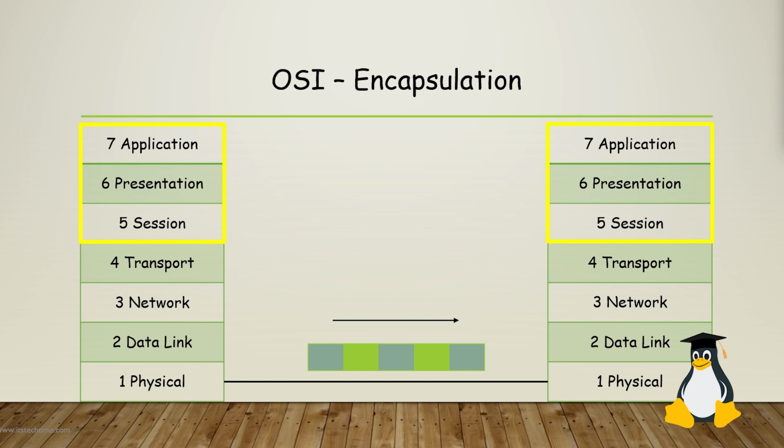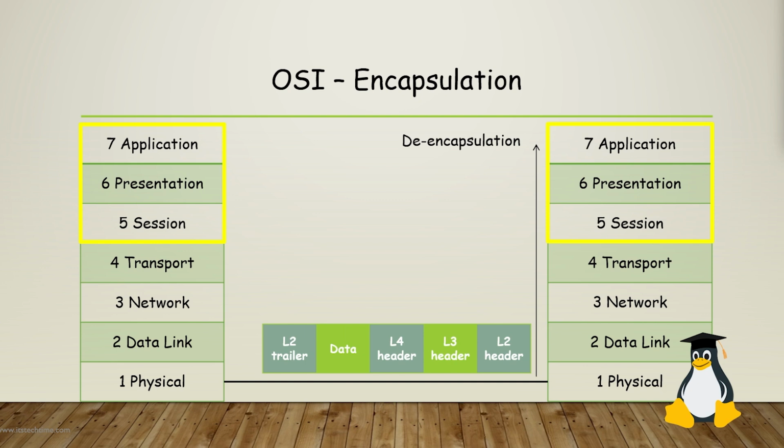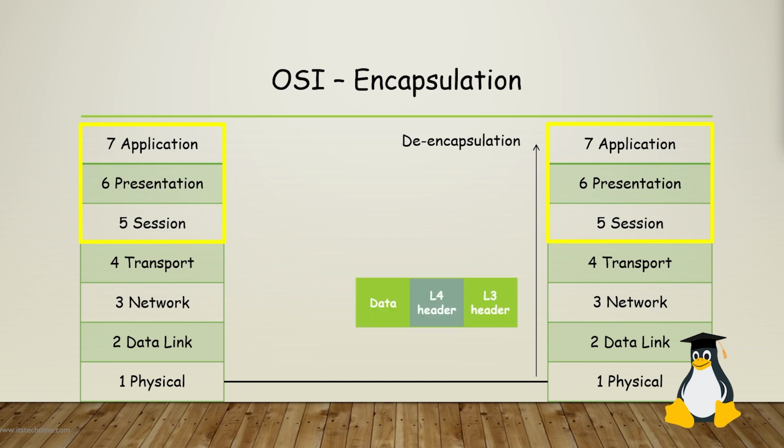And once it reaches the end host, de-encapsulation will take place. This is where all the added layers are stripped from the data. The data link layer of the receiving machine will remove the layer 2 trailer and layer 2 header, and then it will send it to the network layer, where the network layer will remove the layer 3 header. Then it will be moved to the layer 4 or transport layer, and the transport layer will remove the layer 4 header. Then we will have our original data that was created by the top 3 layers of the sending machine, and that is the process of de-encapsulation.